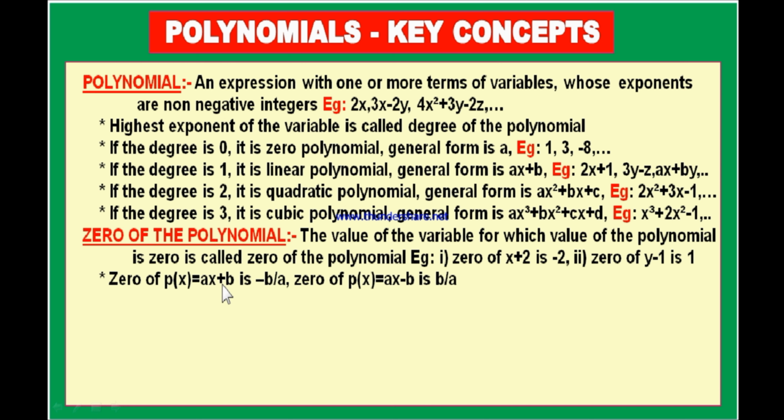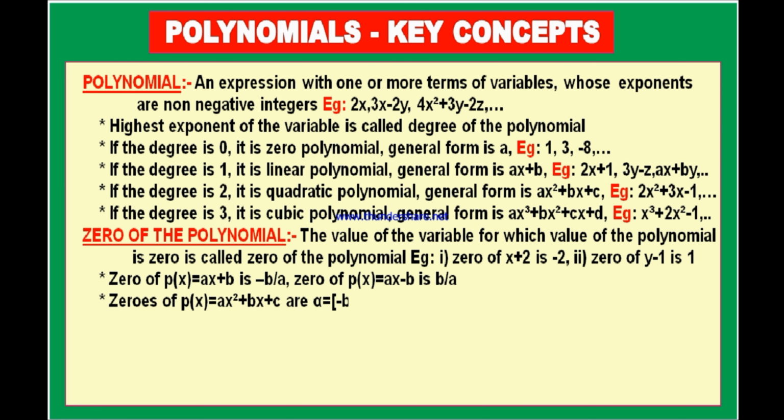Then ax is equal to minus b, taking b to the other side, and x is equal to minus b divided by a. Therefore, 0 of the polynomial p of x is equal to ax plus b is minus b by a. Similarly, for the polynomial p of x is equal to ax minus b, equate ax minus b to 0. Then ax is equal to b, taking minus b to the other side as plus b, and x is equal to b divided by a. So b by a is 0 of this polynomial.